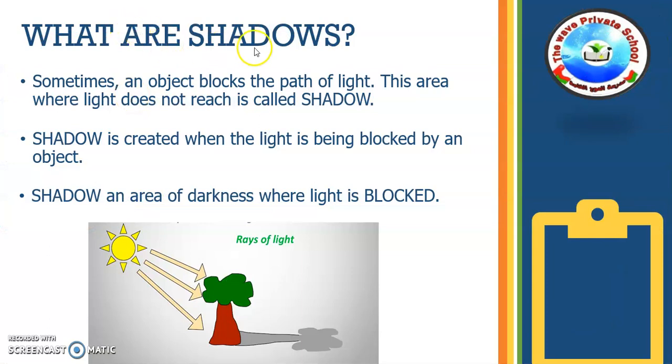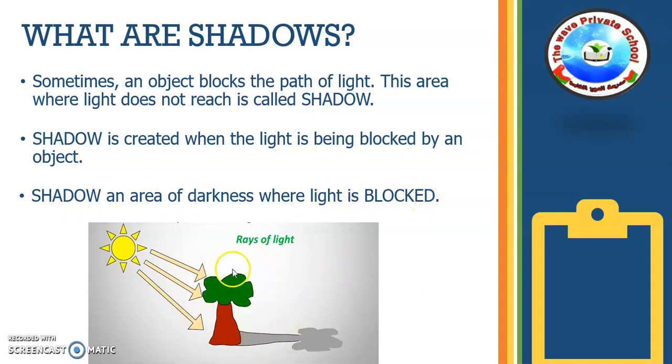Now, what are shadows? Sometimes an object blocks the path of light. This area where light does not reach is called a shadow. A shadow is created when the light is being blocked by an object. A shadow is an area of darkness where light is blocked.